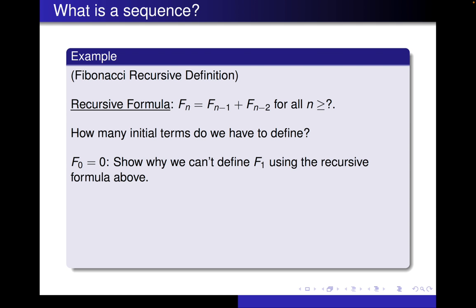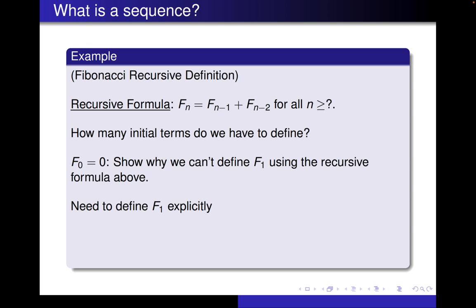Well, I'm not going to tell you exactly the answer. If you can't figure it out, maybe put it down as a question on the discussion board. But it turns out you can't define f of 1 using the recursive formula above, just knowing that f of 0 equals 0. See if you can explain why that's true. If not, go ahead and ask the question.